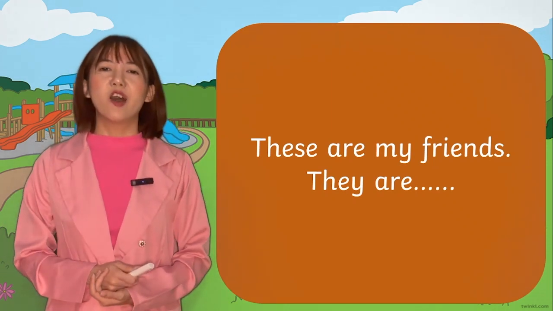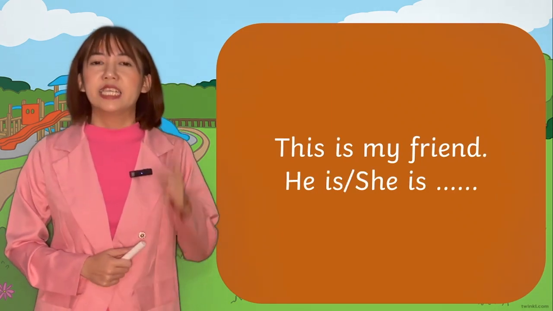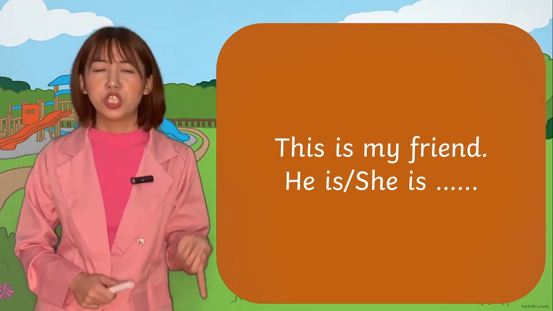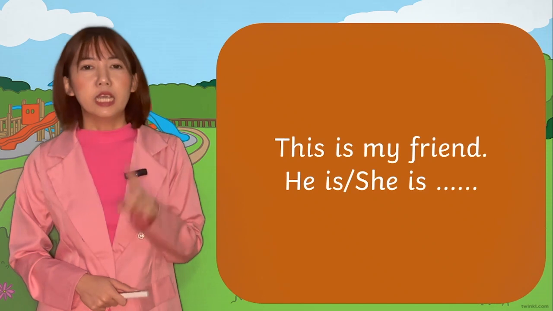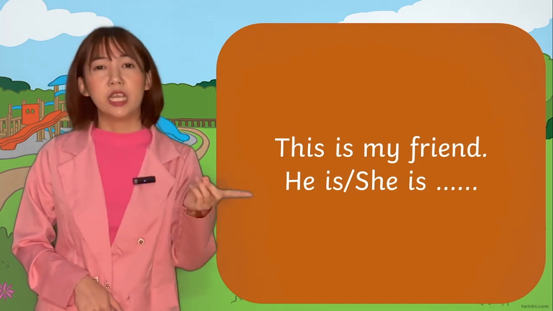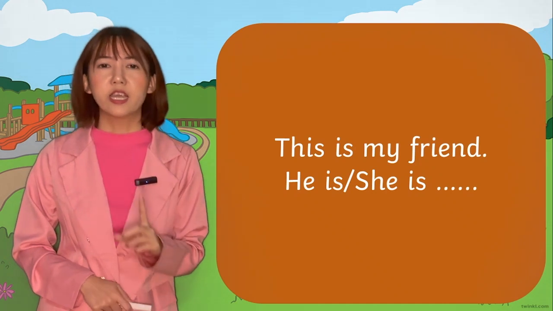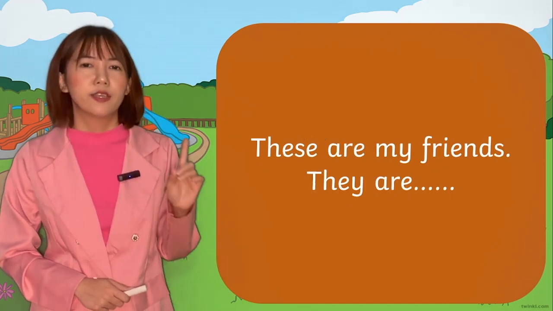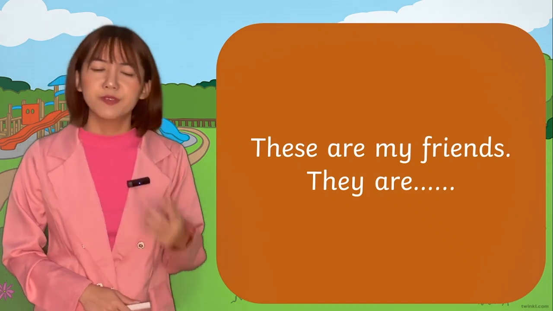They are. This is next, so you tell me. He or she is. He is. She is. Okay. This is my friend. He is or she is. Okay. These are, so you. These are my friends. They are. Very good.